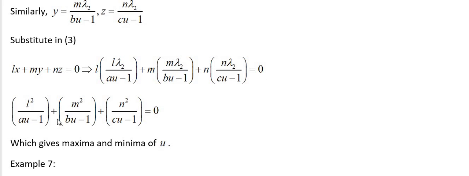L into L is L square. And also you can observe lambda 2, lambda 2, lambda 2. Take lambda 2 common and send that to the RHS. Then 0 by lambda 2 is 0. So I get only L square by au minus 1 plus M square by bu minus 1 plus N square by cu minus 1 equal to 0, which gives the maxima and minima of u.